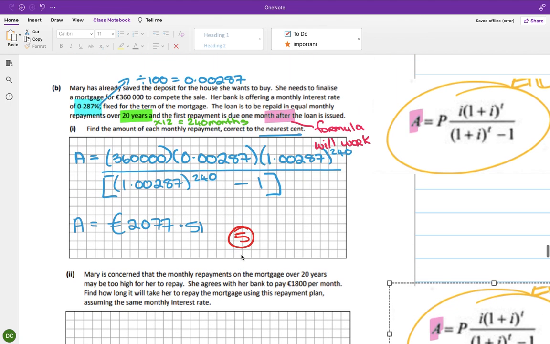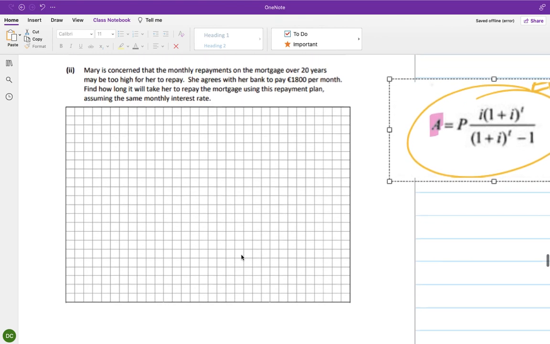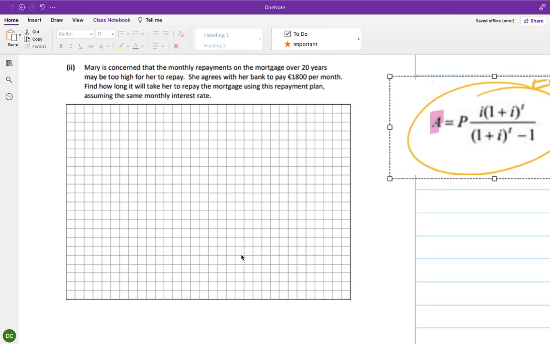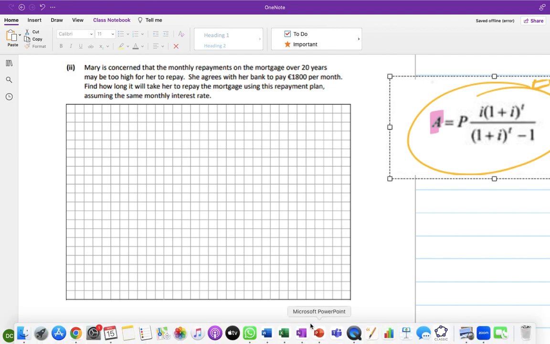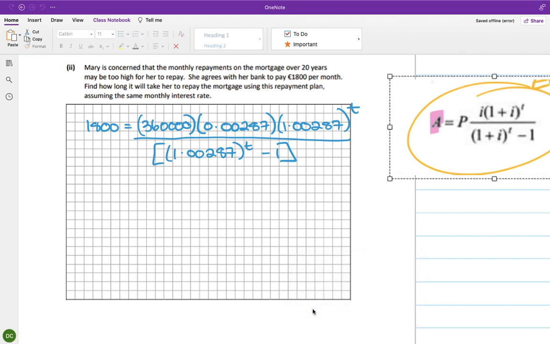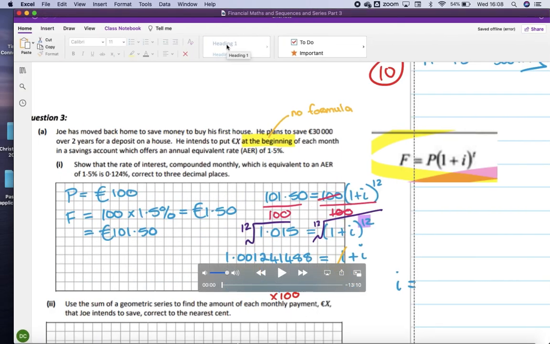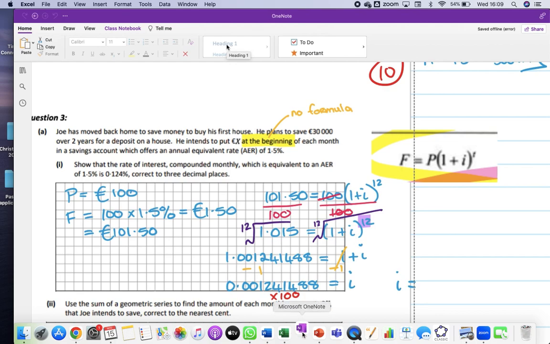I is 0.00287. This is 1.00287 to the power of T, and then 1.00287 to the power of T minus 1. It worked there, didn't it? Just as I was Xing out of it.